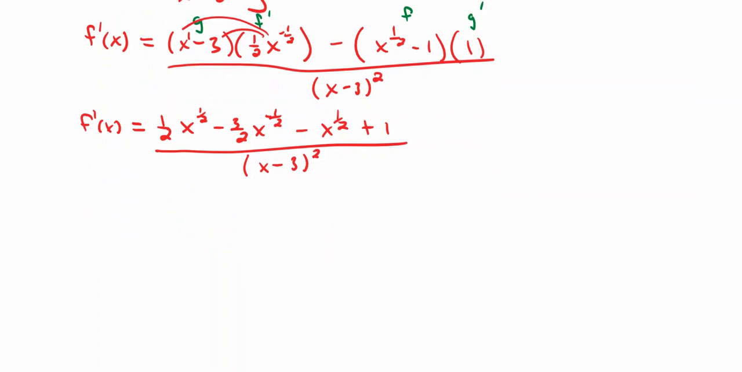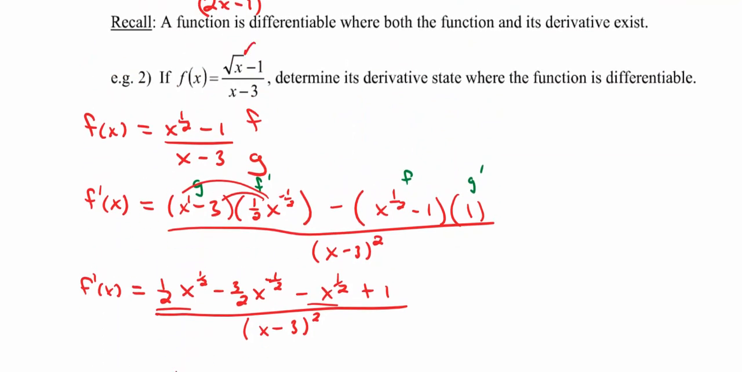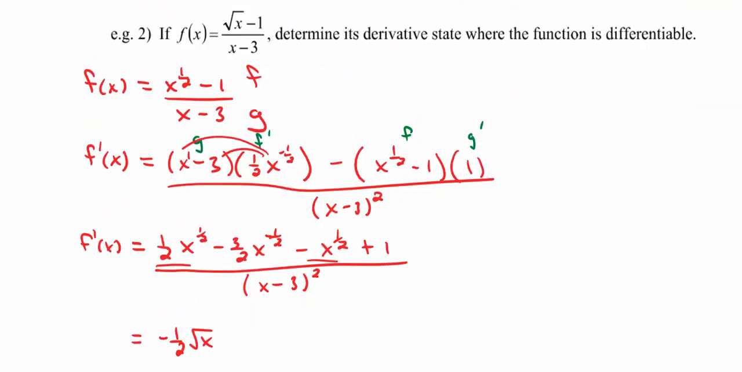And then we would just collect any like terms that we could. So I'm going to collect my 1/2s, this term and this term. So that's really 1/2 minus 1, so that's going to be negative 1/2. So negative 1/2 x to the 1/2. I'm going to start turning this back into a radical form just because my original question was in radical form, so I'm going to have my answer in the same form if I can.